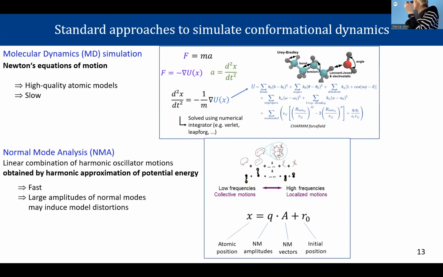And here is how you move the initial atomic coordinates. Those are the initial atomic coordinates, and you move them very simply. You have a matrix A that contains the normal mode vectors as columns, and Q are the amplitudes of the different modes. So modes here are vectors that show where the atoms move.